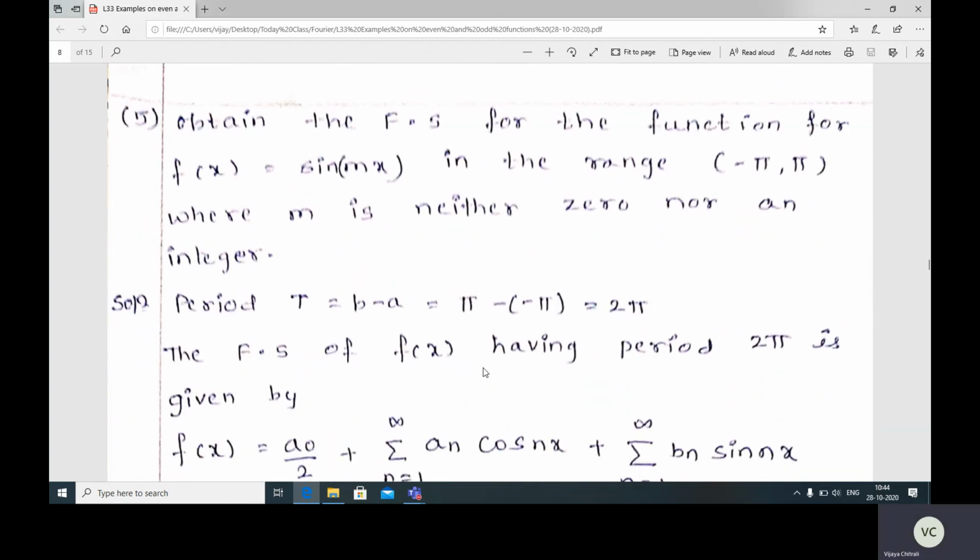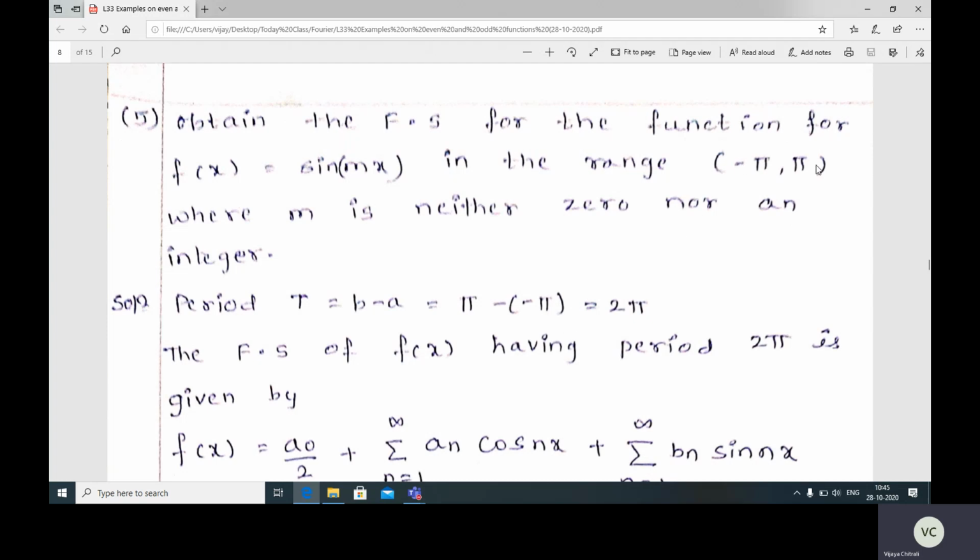Now move on to the next example, and this is also a very important example, many times it appears in the question paper. Please note this. Obtain the Fourier series for the function f(x) is equal to sin mx in the range minus pi to pi, where m is neither 0 nor an integer. A little bit different example. So here the interval will be minus pi to pi and the function is sin mx, right? And given that m is neither an integer nor 0, right? Means we cannot take m as 0 and we cannot take m as an integer.